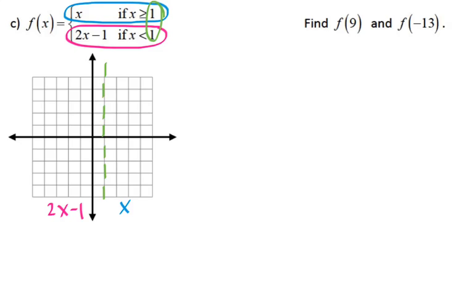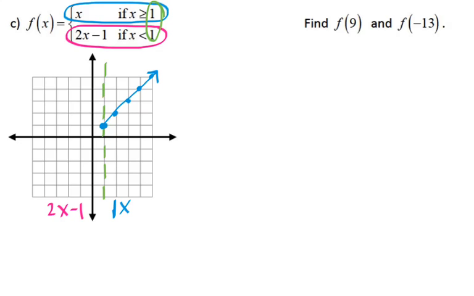Again, to figure out where I'm going to land on the boundary, I'm going to take my boundary and plug it in. So if I take 1 and plug it in for x, I'm at 1. If you look at your inequality, it's greater than or equal to, which means you're going to have a closed circle. So I'm going to start at 1, closed circle. My slope for this function is a 1, since that's the number in front of x. So from that point, I'm going to go up 1 over 1, up 1 over 1. And then that takes care of the right-hand side of my graph.